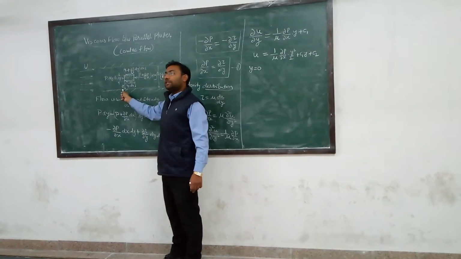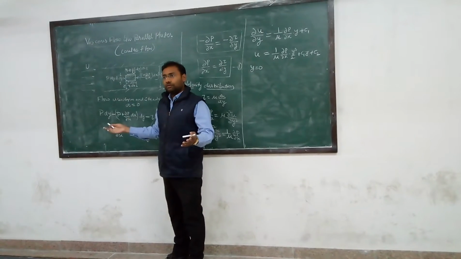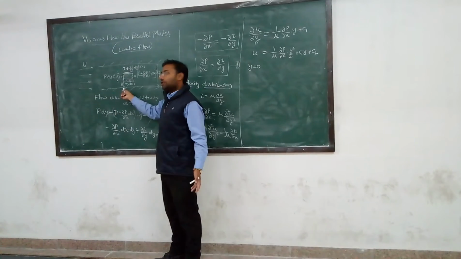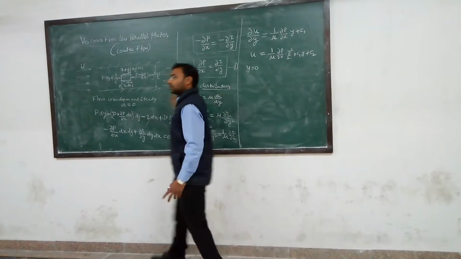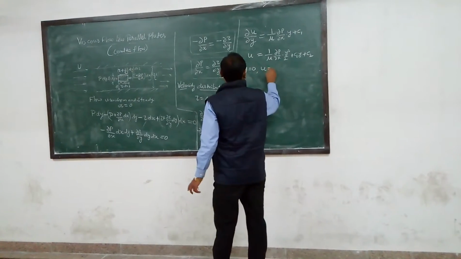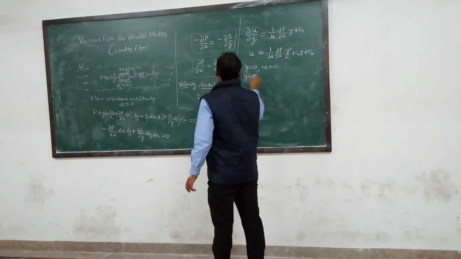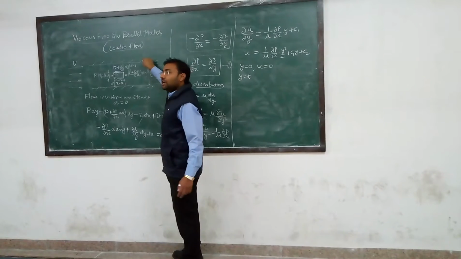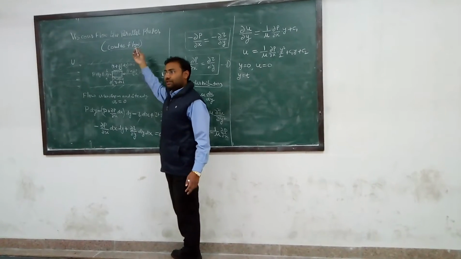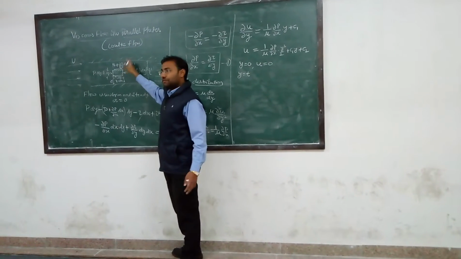So what will be the velocity at the solid surface? 0. No slip condition. So 0 velocity at y equal to 0. So at y equal to 0, u is equal to 0, and y equal to t means the upper solid surface.